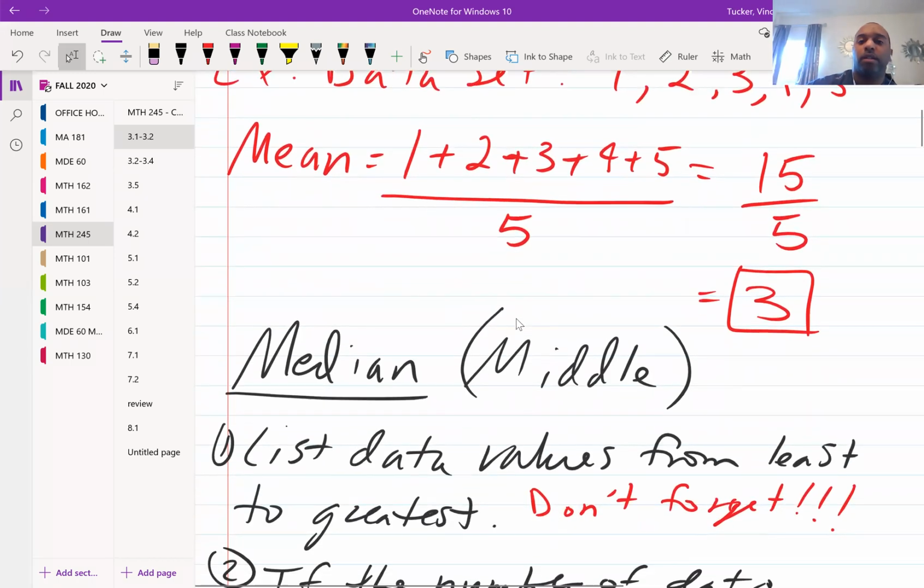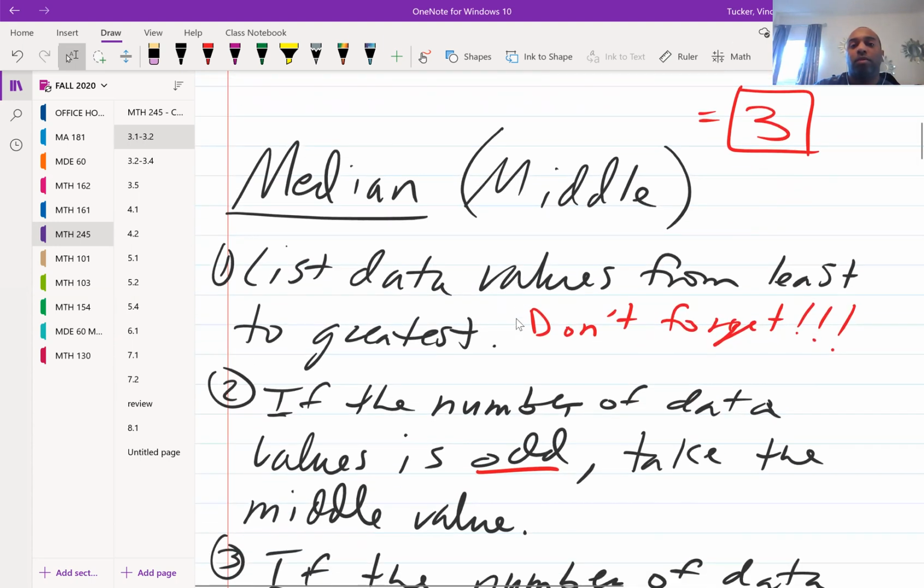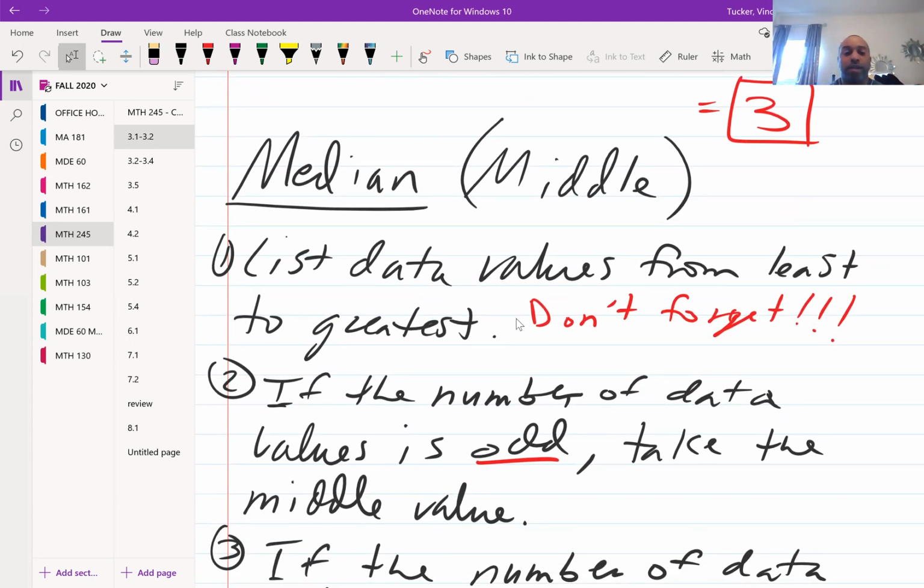All right. Next one is our median. When you think about median, you can think about middle or middle value. So the first thing we'll do when we're trying to find the median is we're going to list all data values from least to greatest. Please don't forget that step because a lot of people do. List all your data values from least to greatest.